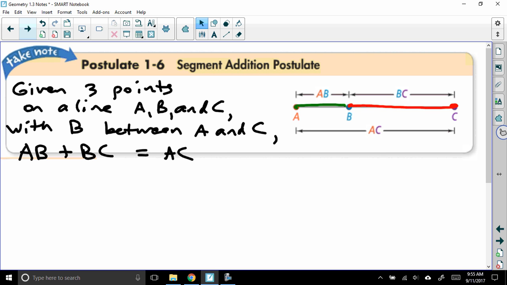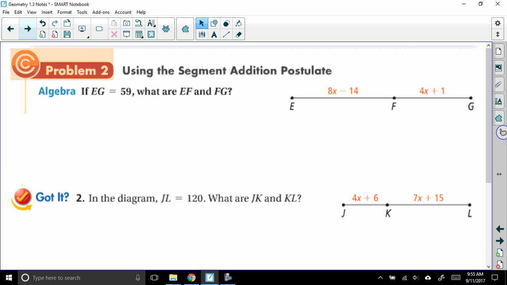Now, I might have mentioned it. If I didn't, geometry is not much different than algebra, but there's a lot of algebra in geometry. The main difference is you're going to have to write the equation. I'll say that again. You're going to have to write the equation. They're not going to have an equation for you to solve. You're going to have to write the equation and solve it. So let's look at this next example. They're saying, if EG equals 59, what are EF and FG? Now somebody might guess. Somebody might say, okay, well half of 59 is a little less than 30, so maybe one's 30 and one's 29. Well, we don't know for sure.